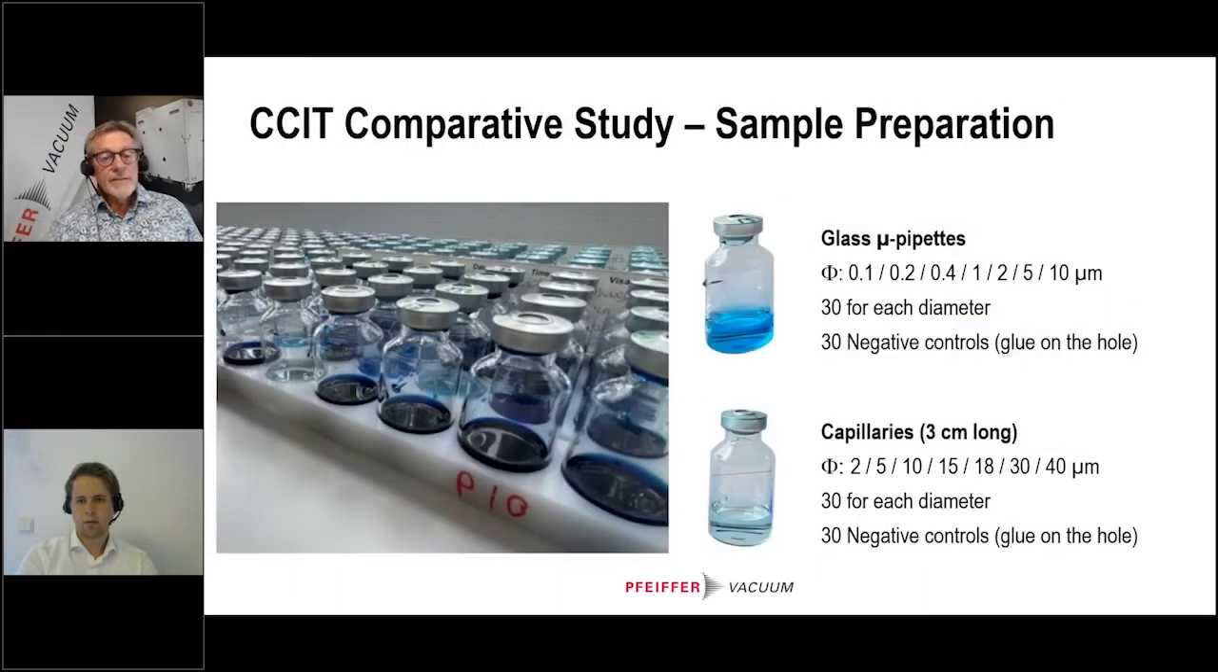This is the reason why we decided to prepare samples, first with glass micropipettes, 7 diameters between 0.1 and 10 microns, 30 samples for each diameter, and 30 negative controls, just putting glue on the hole on the vials. Then we did the same for microtubes, capillaries 3 centimeters long, again 7 diameters between 2 micron and 40 micron, 30 samples for each diameter, and 30 negative controls as a reference for our background.